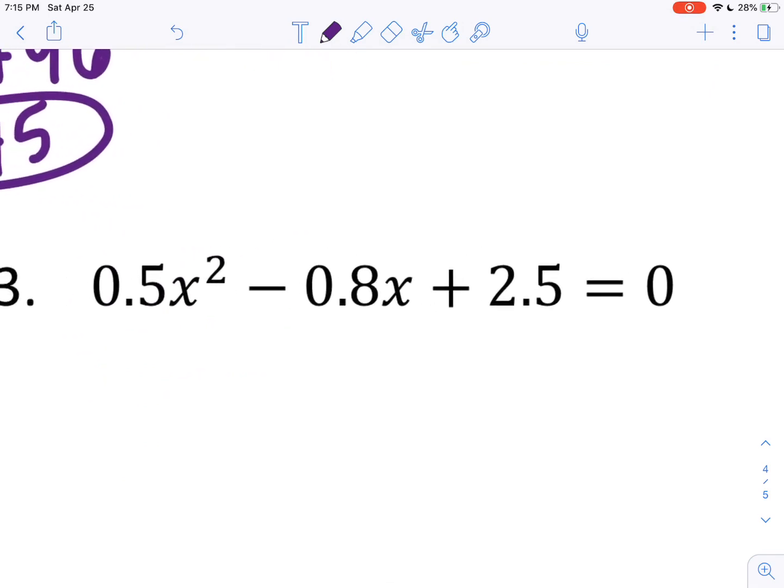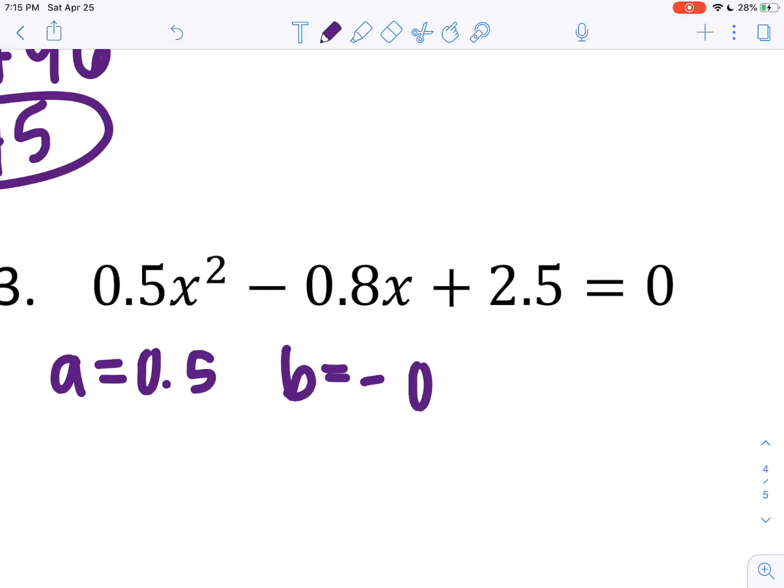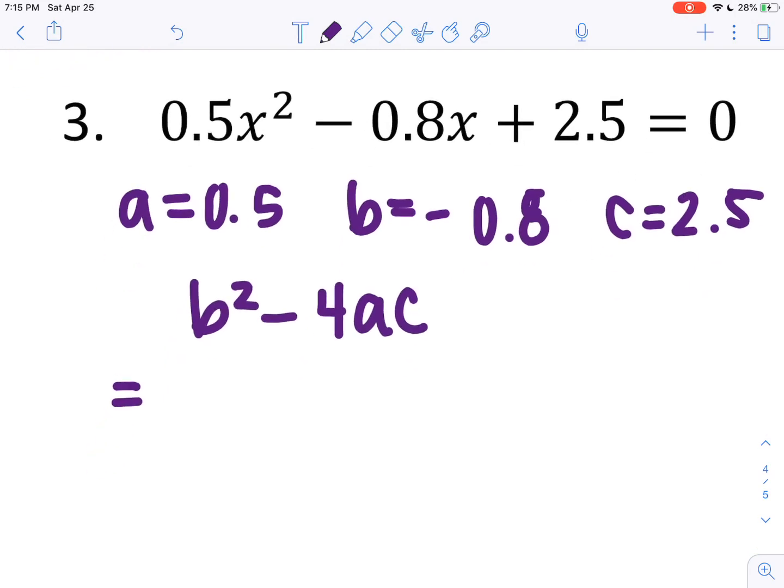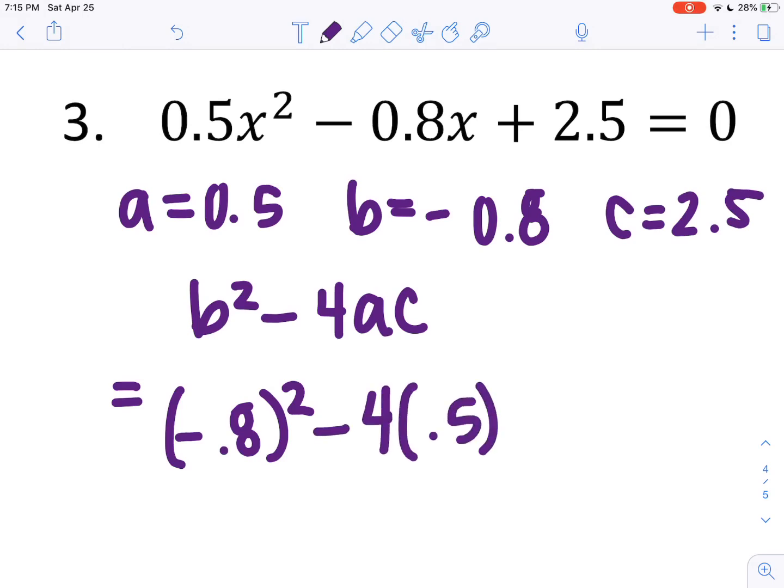Okay, and then lastly with number 3, this is already in standard form. So A is 0.5, B is -0.8, and C is positive 2.5. So again, I'm just plugging it into B squared minus 4AC. I want to know what's that going to equal. So -0.8 squared, keep it in the parentheses if you type it in your calculator, minus 4 times 0.5 times 2.5.